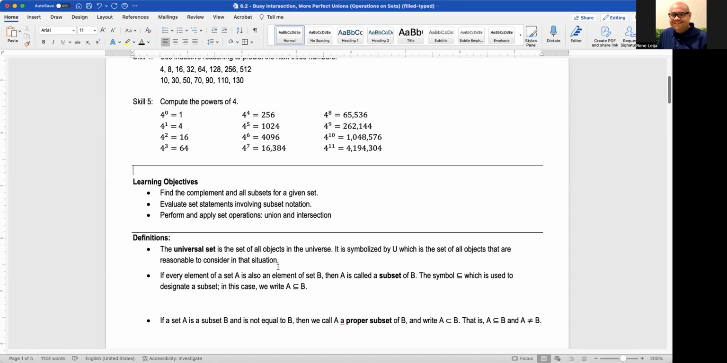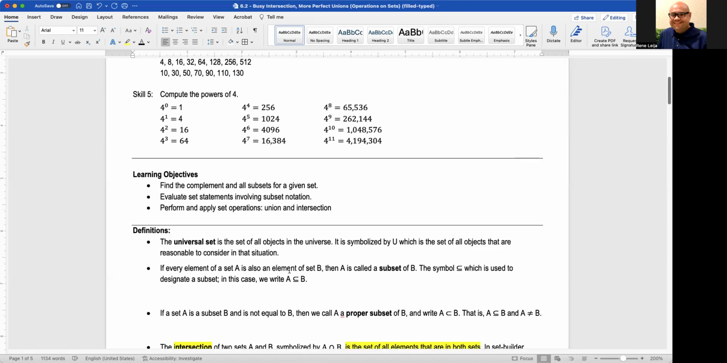Okay, so 6.2, here are our learning objectives. We're going to find the complement and all subsets for a given set. We're going to evaluate set statements involving subset notation, and then perform and apply set operations that involve union and intersections. And we are going to be looking at Venn diagrams.